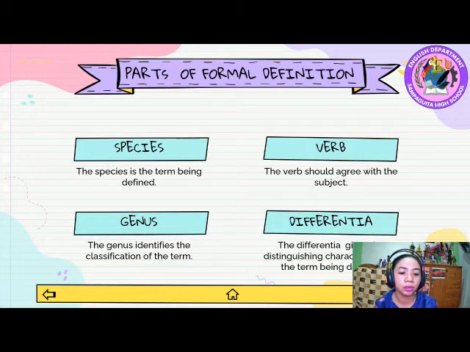Third is the genus. The genus identifies the classification of the term. So whether it is an object, a person, or a place. And then fourth, differentia. The differentia gives the distinguishing characteristic of the term being described.